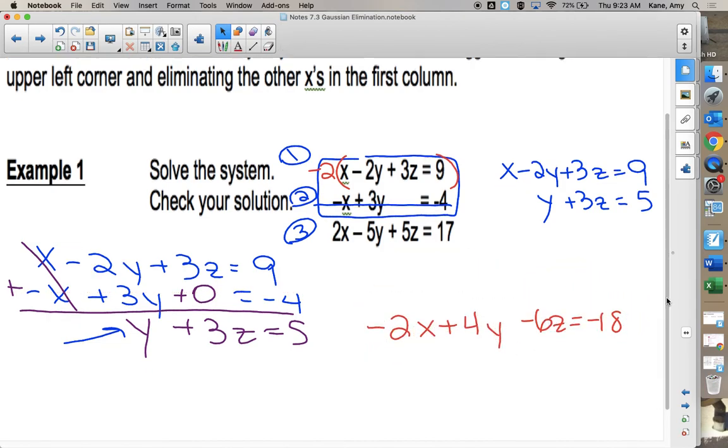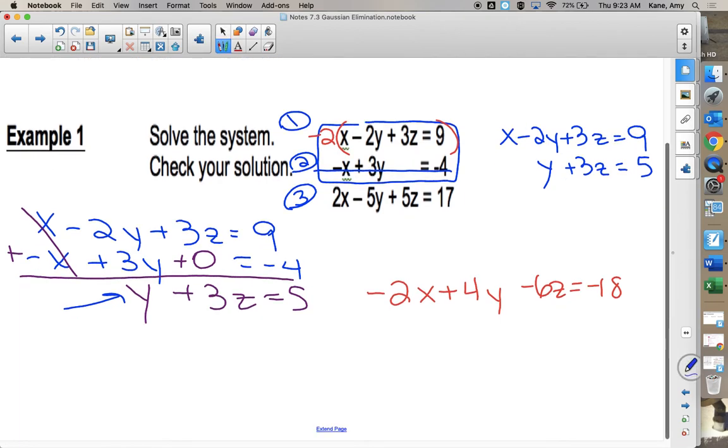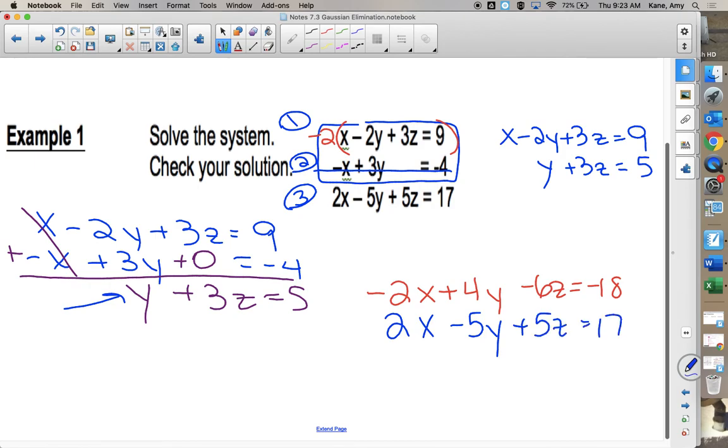All right, so here's our third equation underneath it: 2x minus 5y plus 5z equals 17. And if you add them together, what's your resulting equation? Colin, what do you get? You get negative y minus z equals... never mind, it's negative 1. So you said negative y minus z equals? It would just be negative 1.